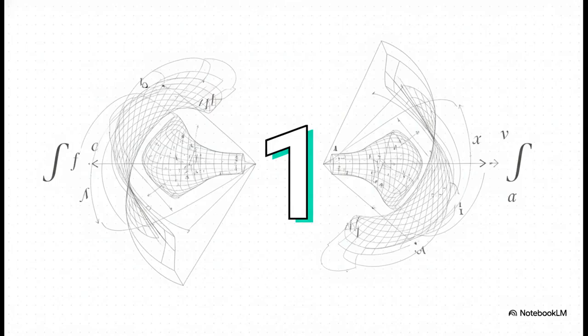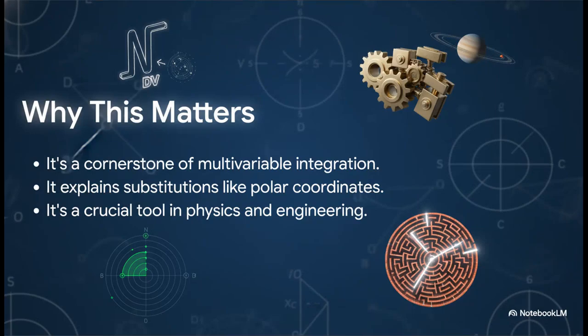And after all that, the crazy geometry, the warped space, the Jacobians, what's the final answer to this terrifying problem? It's just 1, the number 1. All that complexity, all that work, and it simplifies down to 1. That, right there, is the power of this method. So why does all this matter? I mean, this isn't just some cool math party trick.